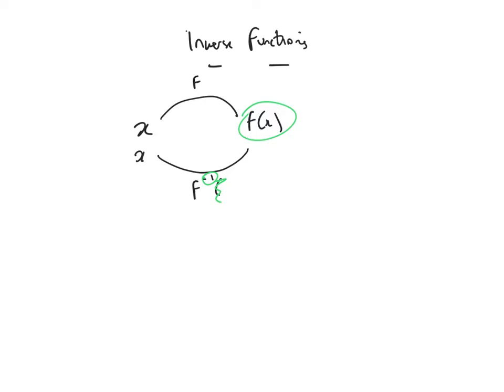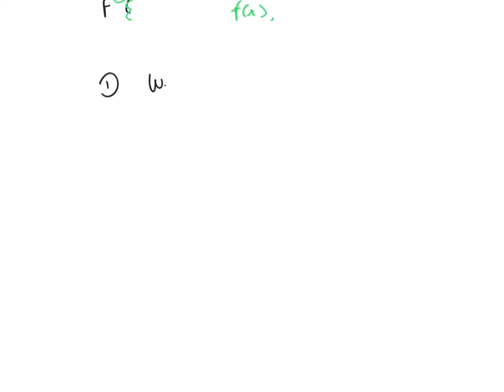Okay, so let's take this down. f of minus 1 of x is the inverse function to f of x. So what we're going to do is start to find some inverse functions. Now it's best explained by doing a few examples. So we're going to write the inverse function to the following.